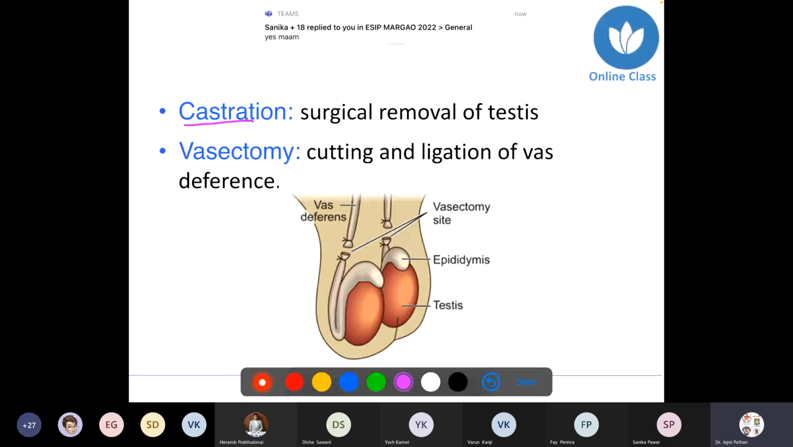Castration is the surgical removal of testes. The testes are removed surgically. That process is called castration. Vasectomy means cutting the vas deferens. You can cut and tie. That condition is called vasectomy. Are you getting the point? Cutting and ligation of the vas deferens is called vasectomy. Surgically removing the testes out of the scrotum, the scrotum is left empty. That condition is called castration.